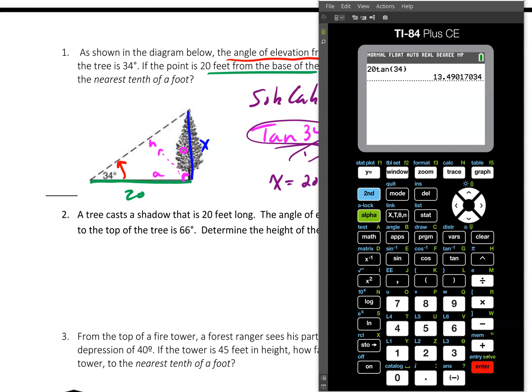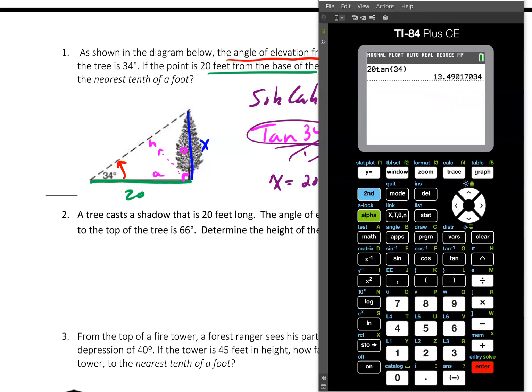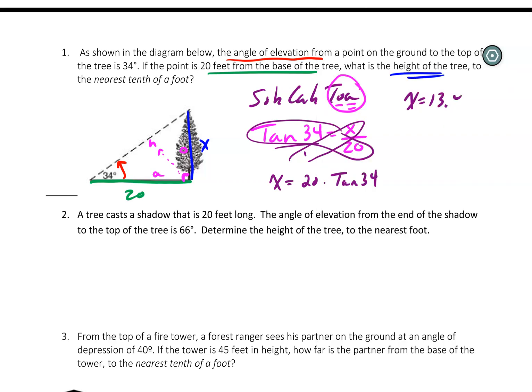That's going to give us this decimal number. So x is going to equal 13.4901. So the question says here to the nearest tenth of a foot. So that gives us the tree is approximately 13.5 feet.